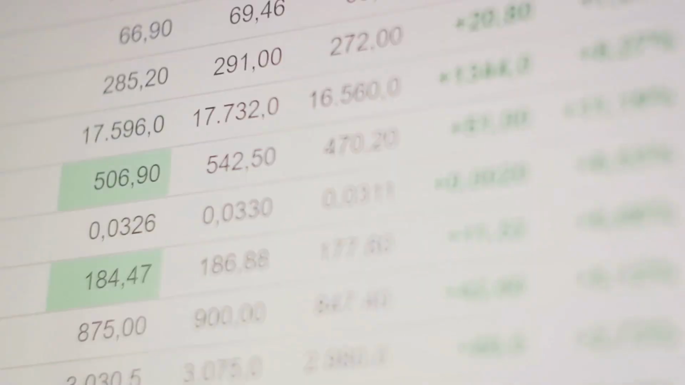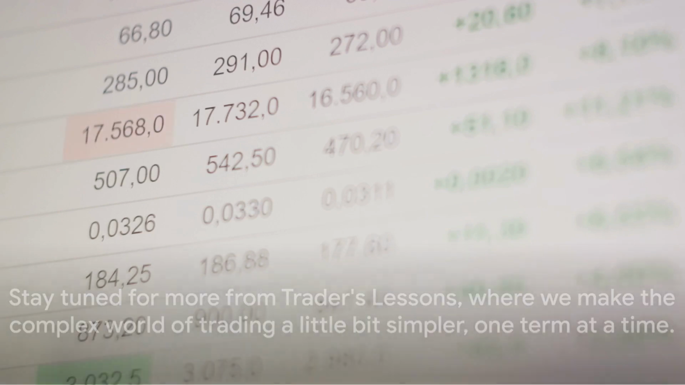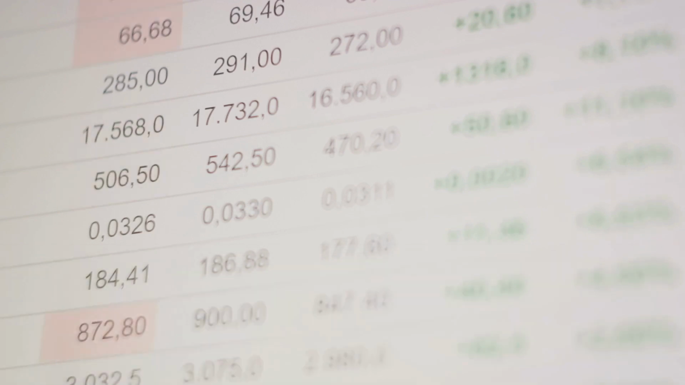Understanding these terms is the first step in your journey to becoming a savvy trader. We are looking forward to having you join us. Stay tuned for more from Trader's Lessons, where we make the complex world of trading a little bit simpler, one term at a time.